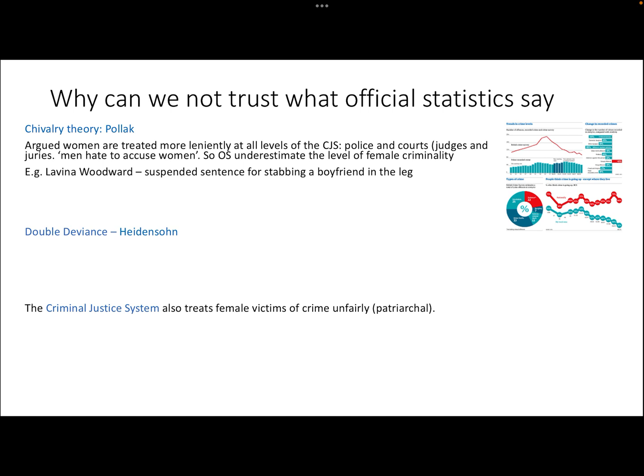Now, remember, she got a suspended sentence for stabbing her boyfriend in the leg in a drunken rage. And the judge, Lavinia Woodward, is a white middle class woman. I think she was studying at Oxford, possibly Cambridge, to do medicine. The judge said it would be a real waste of potential if her record was marred by a criminal record, hence the suspended sentence. As long as she didn't do anything wrong, I think it was for 10 months, she would not have that criminal record. And she never went to jail. Okay, so that is an example of the chivalry thesis.